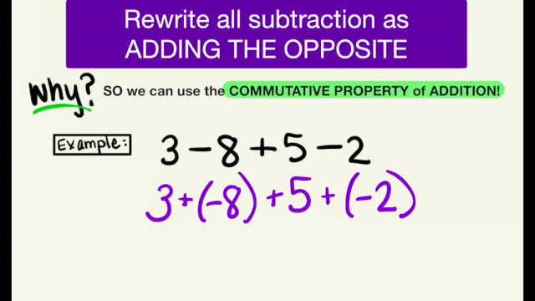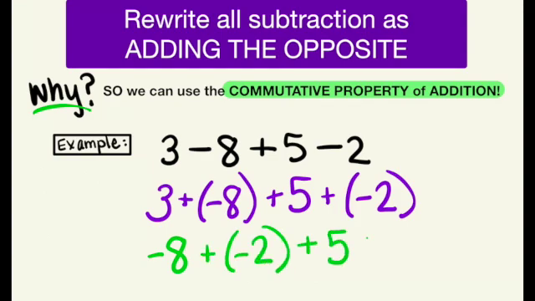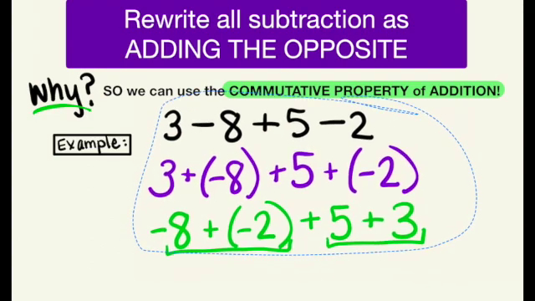And this is going to help me because then I can add my same signs together. So I can rewrite this as my negatives first, negative 8 plus negative 2, and then my positives, plus 5 plus 3. This way, I can add my negatives together, and I can add my positives together. And it makes a much simpler problem for me to be able to solve. So negative 8 plus negative 2 is, of course, negative 10.